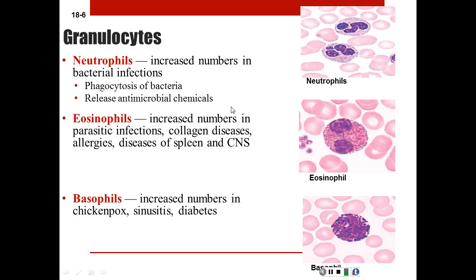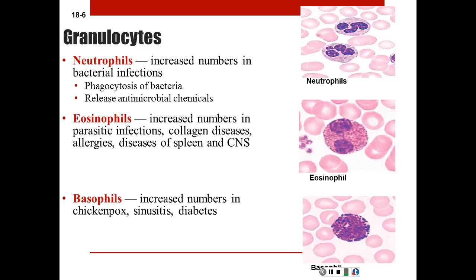The eosinophils, number 2, make up about 2% to 4% of the white blood cell total, typically numbering about 170 cells per microliter, but this count fluctuates greatly. Their count will rise when there's any type of allergy, a parasitic infection, collagen disease, and diseases of the spleen and the central nervous system. They're abundant in mucous membranes of the respiratory, digestive, and the lower urinary tracts.